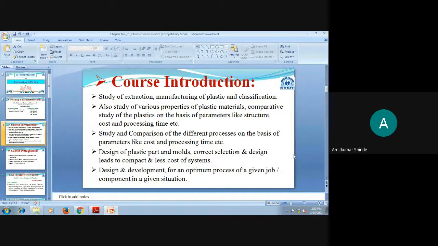Then in the second part, we are going to discuss the properties of the plastic materials. Then we are going to compare different plastic materials depending on their structure and properties. Then you can take into consideration the cost of manufacturing and the processing time required. According to these different points, we are going to do the comparison of different plastic materials. Then the third part, I think, is the same part. Then we can go to the fourth one.